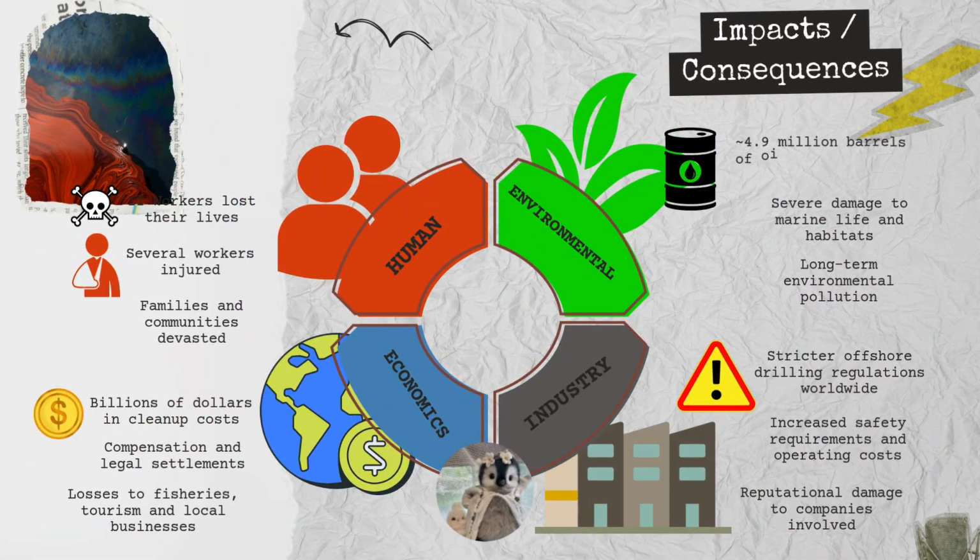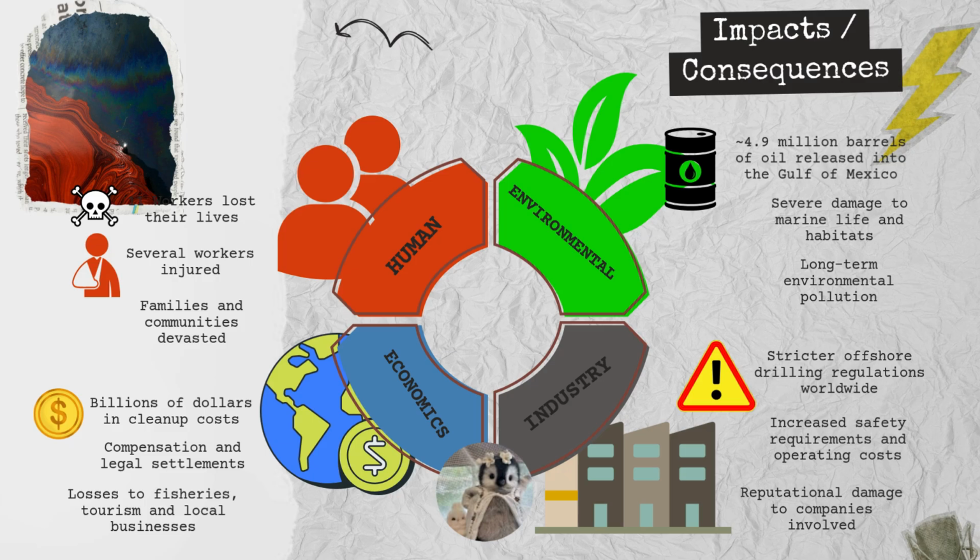Moving on to this slide, which highlights the major impacts and consequences of the Deepwater Horizon disaster on human life, the environment, economy, and the oil and gas industry. So, in terms of human impact, the explosion resulted in the death of 11 workers and injuries to several others. The tragedy also caused significant emotional and social effects on their families and communities.